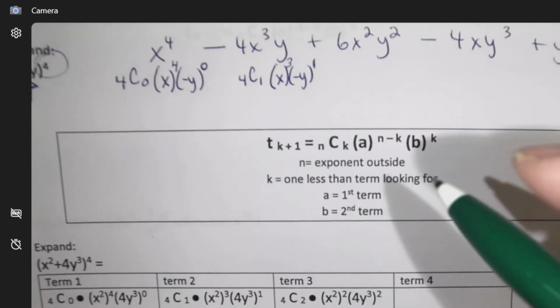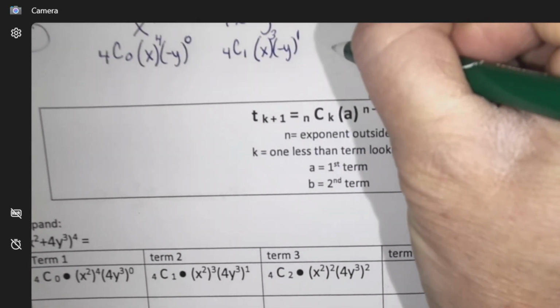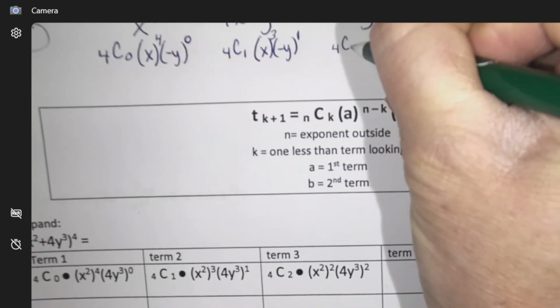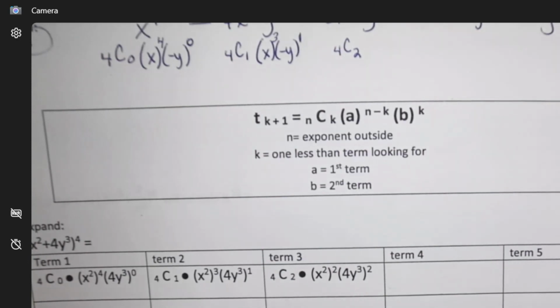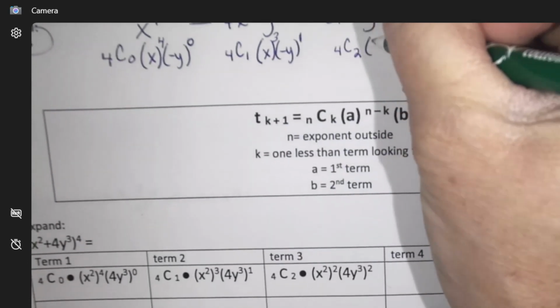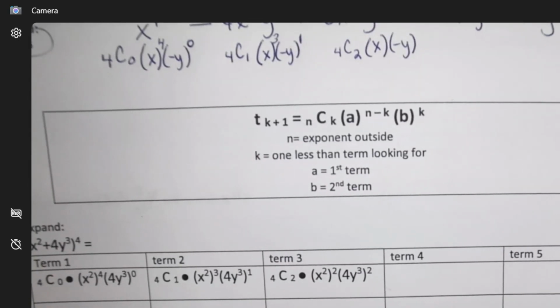Okay, what if I show you one more? So what would you have done to do this if you're following the pattern? You would have gone a 4, choose 2. That's how you get to the 6. The first item, x. The second item was negative y.